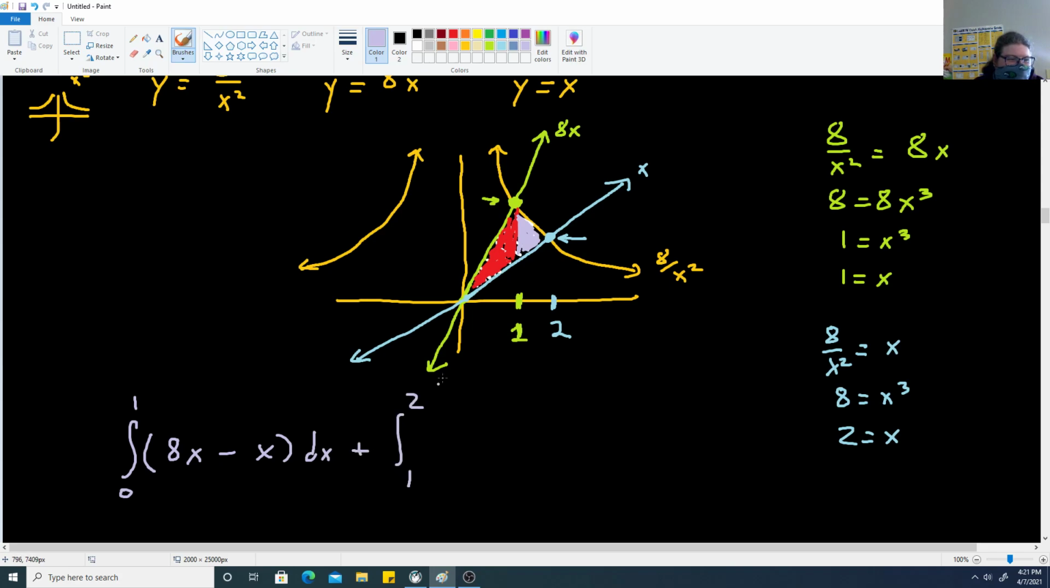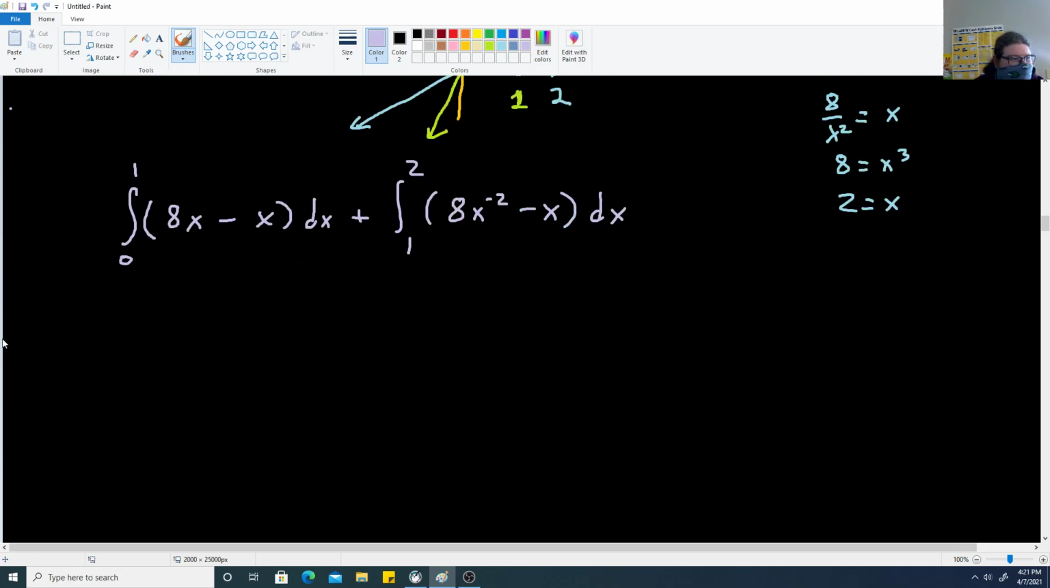Plus we integrate from 1 up to 2. This time the top function is 8 over x squared, which we should note is the same as 8 times x to the negative 2. The bottom function is the blue function, so we subtract x from it. And this is the integral that we want to calculate.